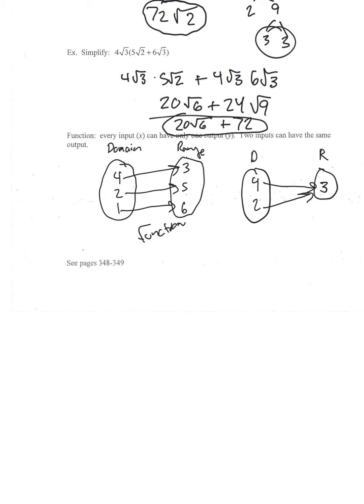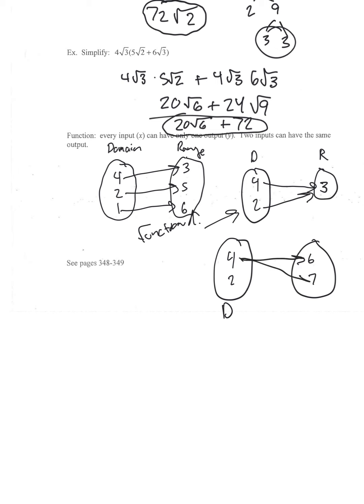Now, an example of one off the top of my head that would not be a function, so these are both functions here. Something that would not be a function is where you'd have your input, like 4, going to 2 different outputs. This would be an example of a situation that is not a function. And the reason for that is because the 4 has 2 outputs, 6 and 7.